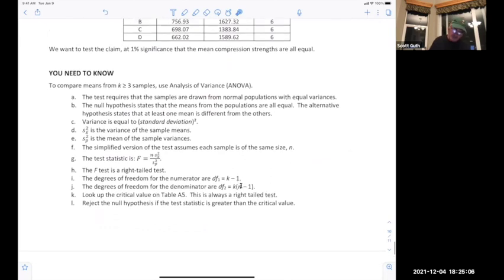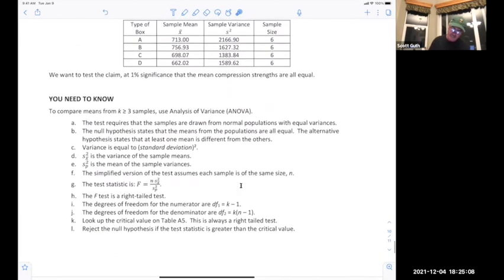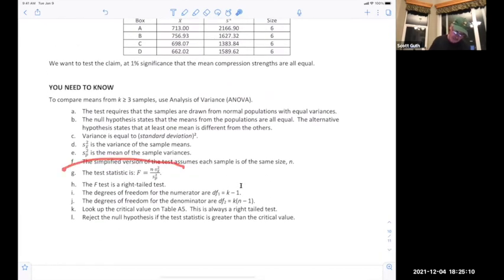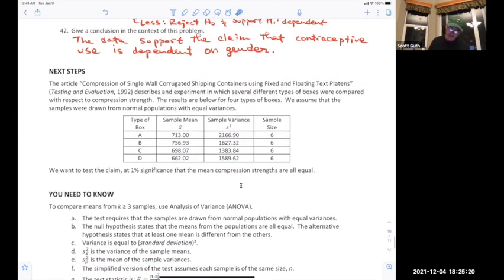So the bottom line here is that we're going to compute this F statistic. And we have to remember what these two variances are here. But once you do that, this is actually pretty easy. Maybe let's identify the number of samples. So there are four samples.